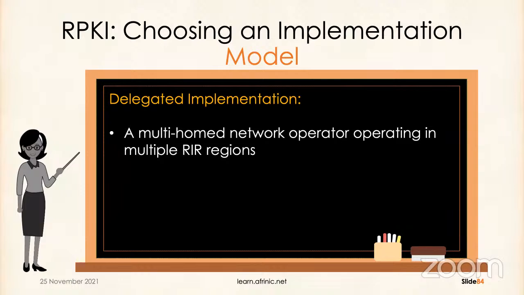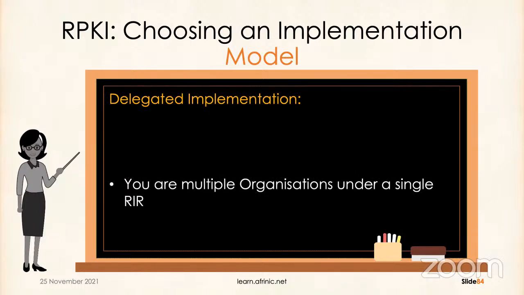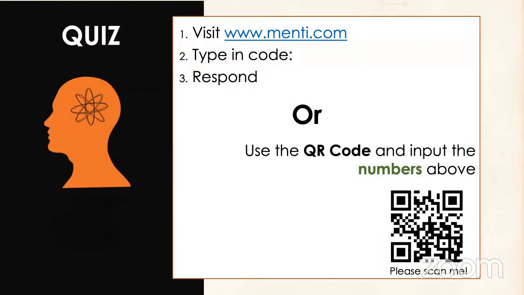So, when you are a multinational or whatever that's spread across different regions in the world, and you have resources in those regions, you might be looking into implementing delegated implementation. Also, if you represent multiple organizations under a single RIR, you might have to look at that. Now, there are some other reasons. Probably you're trying to use BGP automation, or you want to implement automated ROA creation and deletion or something like that. You might want to use delegated RPKI also. So, with that said, you have a quick quiz again.